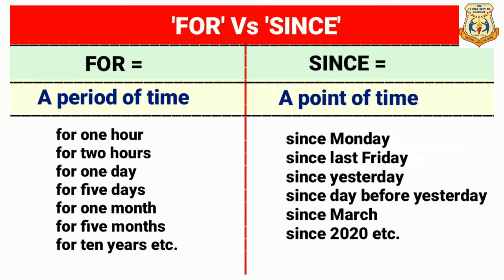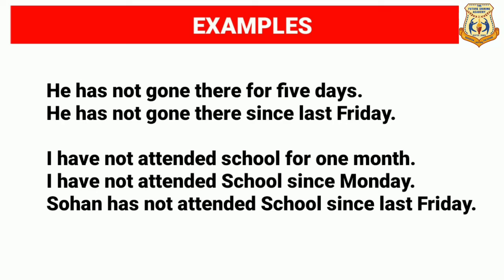On the other hand, since Monday, since last Friday, since yesterday, since day before yesterday, since March, it can be any month, since 2020, etc. To indicate a point of time, we should use since. Now look at these examples and try to understand the logic.